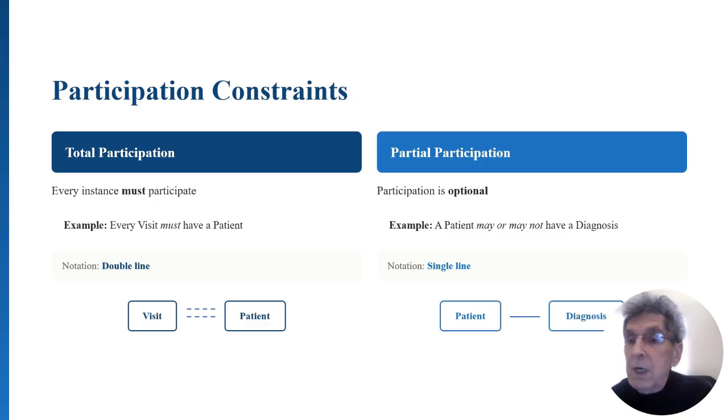Relationships also have participation constraints, rules about whether entities must participate. Total participation means every instance of the entity must participate in the relationship. No exceptions. Example, every visit must have a patient. You can't have a visit without a patient. It makes no sense. If a visit exists, it's connected to exactly one patient. In Chen notation, total participation is shown with a double line connecting the entity to the relationship.